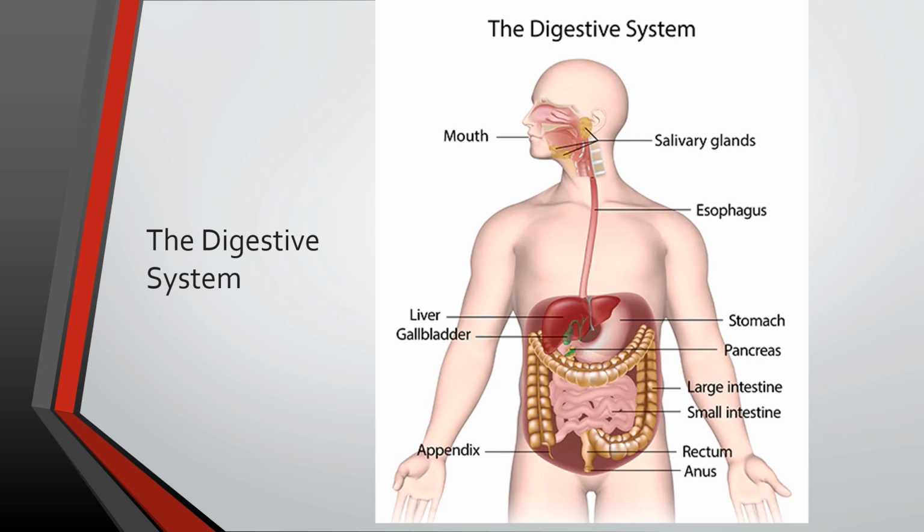Then comes our liver. Our liver makes bile for food, and that bile is stored in the gallbladder, and it flows to the small intestine. We'll come to the small intestine later.